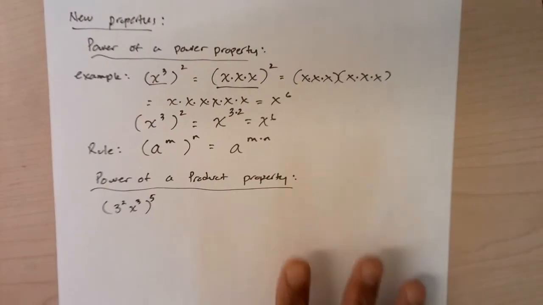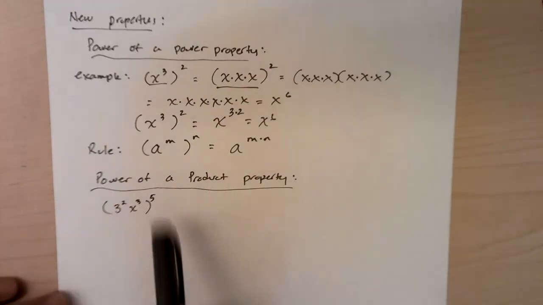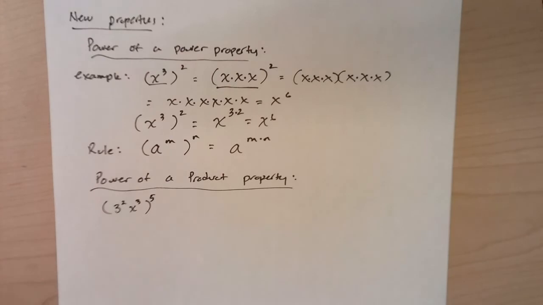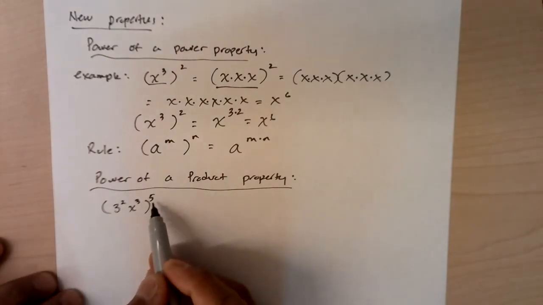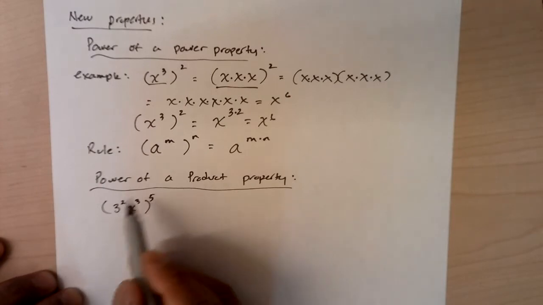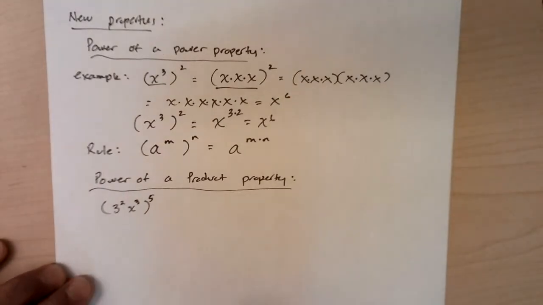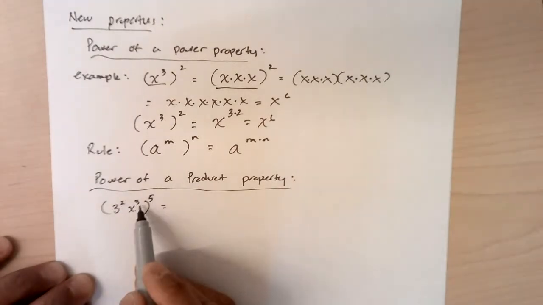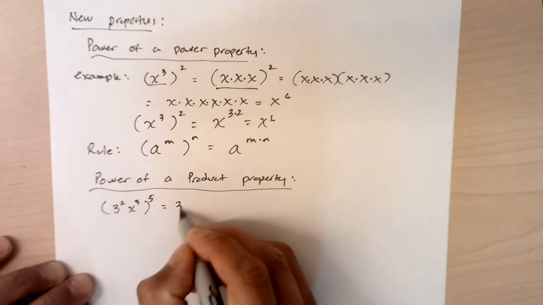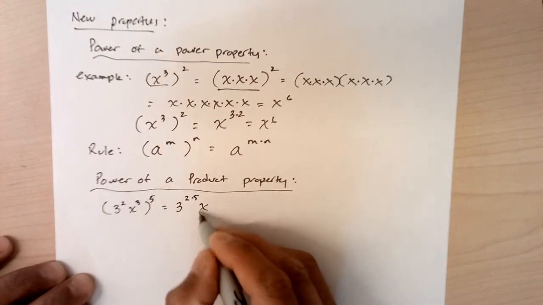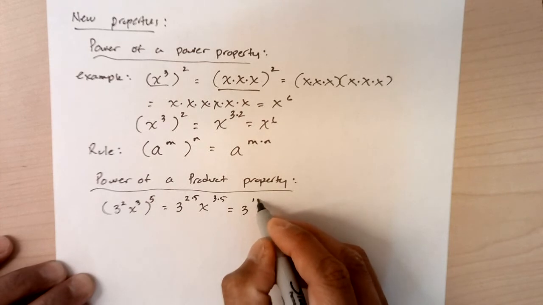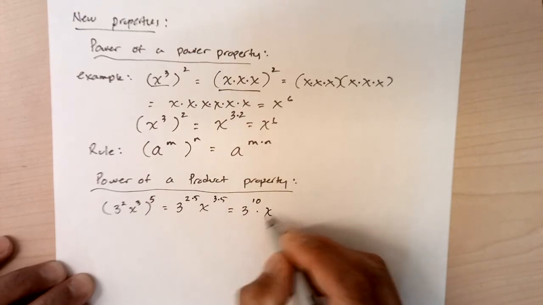And then the next property, the power of a product property. Here's the power, 5, and then the product is 3 squared times x cubed. So as I mentioned, anytime you have an exponent outside a set of the parentheses, all this means is you raise everything in the parentheses to the 5th power. So we can multiply this exponent by each of the exponents in the parentheses. 3 to the 2 times 5, x to the 3 times 5. And then 2 times 5, 3 to the 10th power times x to the 8th power.